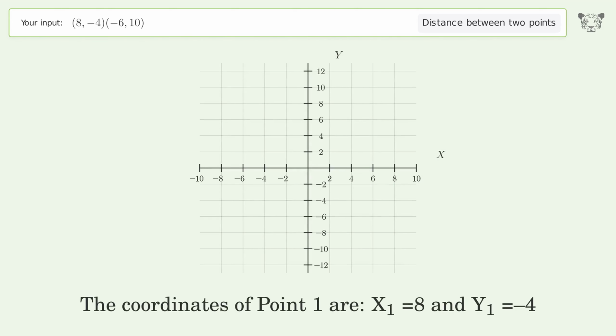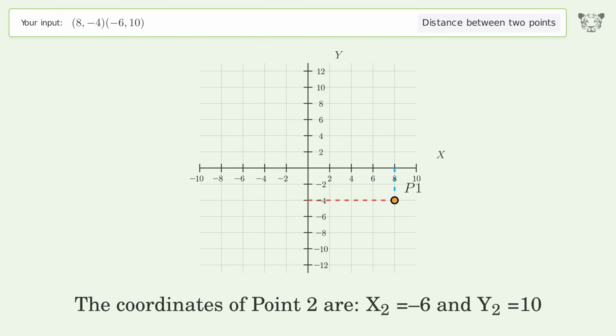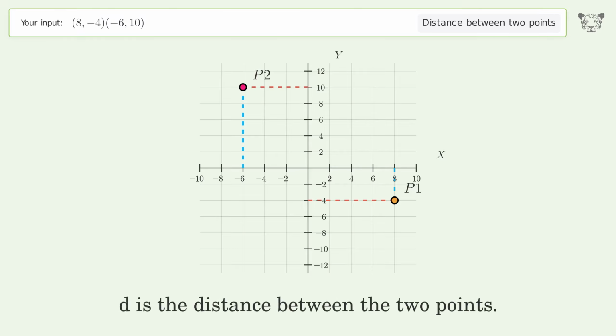The coordinates of point 1 are x1 equals 8 and y1 equals -4. The coordinates of point 2 are x2 equals -6 and y2 equals 10. D is the distance between the 2 points.